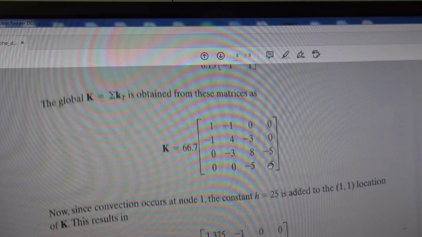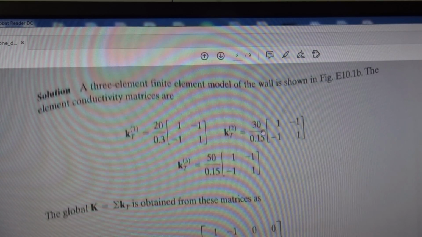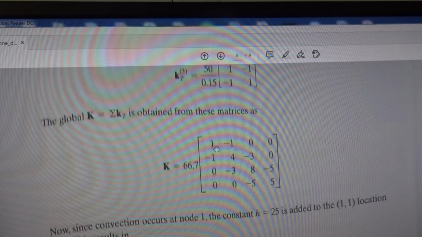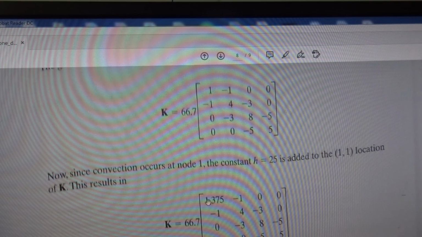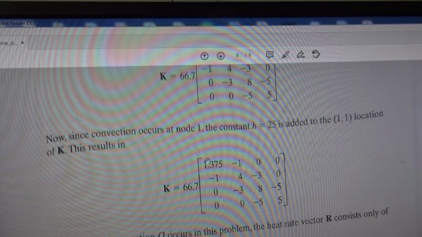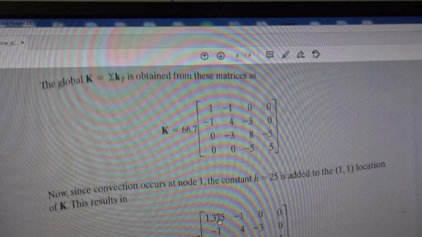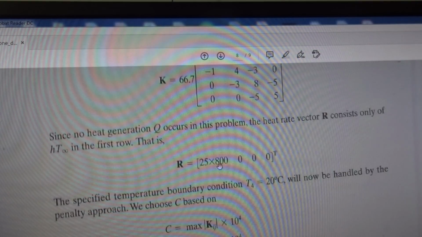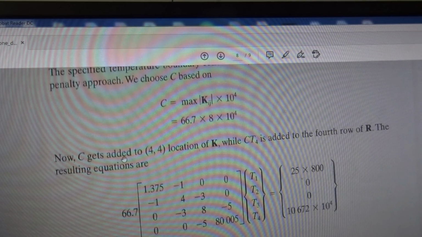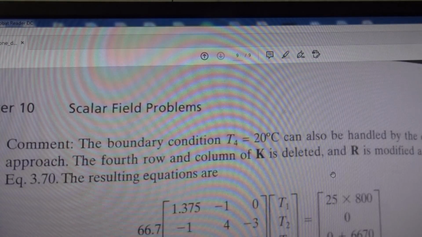Here this one is K1, K2, K3, and this is the K matrix. I already discussed that at node 1 the heat transfer is given, so this term comes in. This is different from this one, because this term is added. You should try to get this term and understand it. After applying the boundary conditions, you can get it this way.